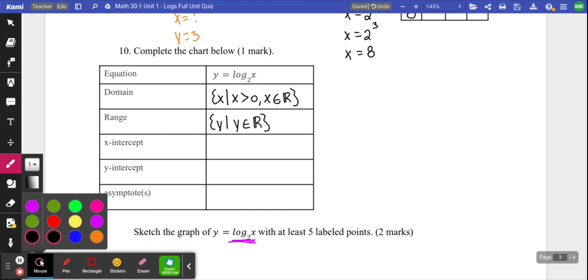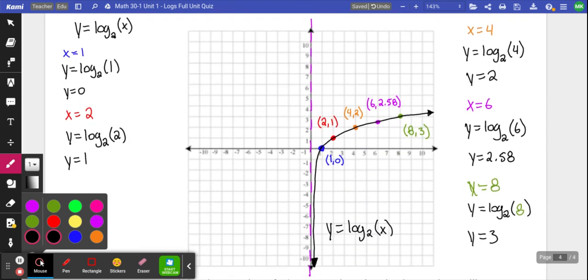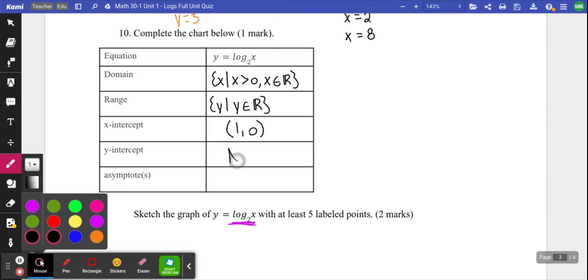The x-intercept. There is one x-intercept. All logs have the same x-intercept. It's at 1, 0. And if you look, we actually found that point. It's the blue point, 1, 0. That's my x-intercept. My y-intercept. There is no y-intercept, so you can put none available, or you can put none, or no x and y-intercept, whatever, as long as you say there's none. And the asymptote. The asymptote you could write as the y-axis. That's probably not the best way to do it, but you could, and I'd probably give you the mark. The best way to describe that is x equals 0.